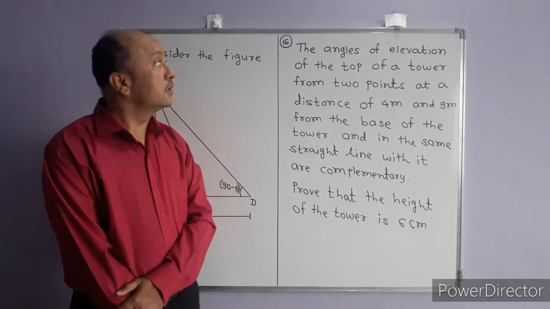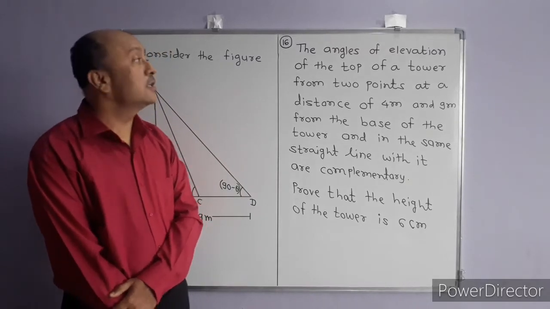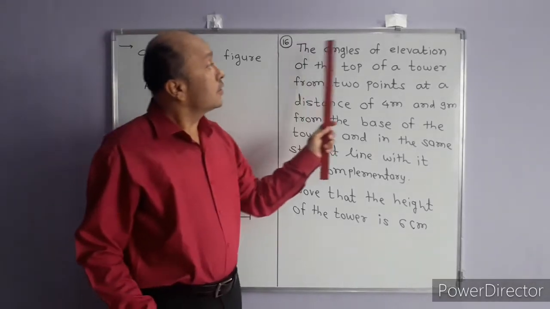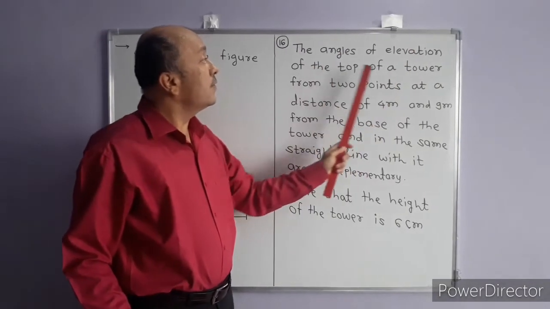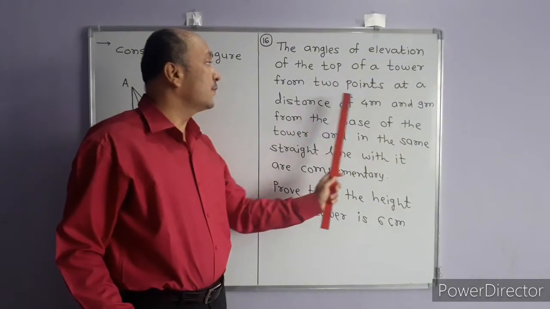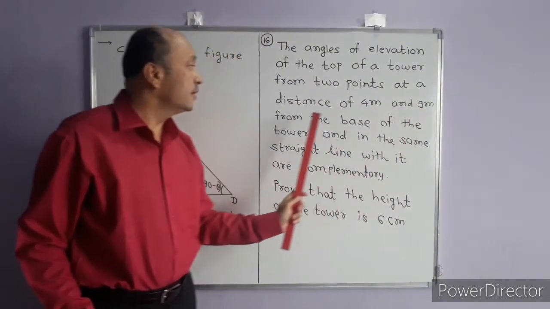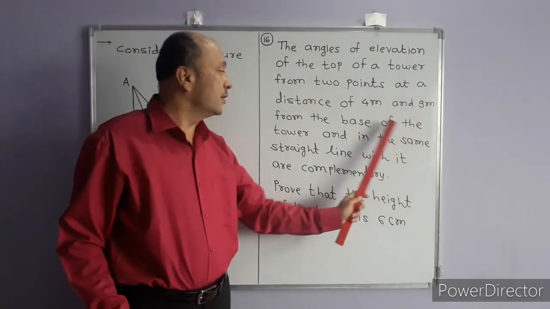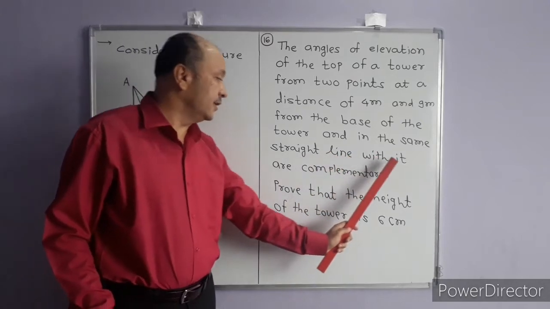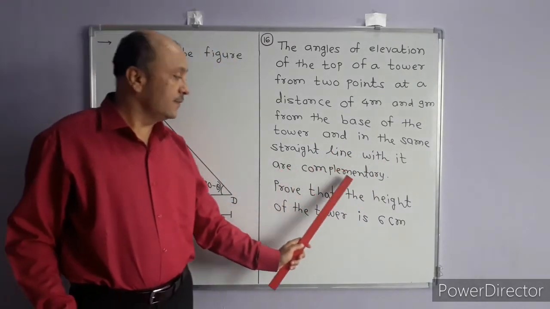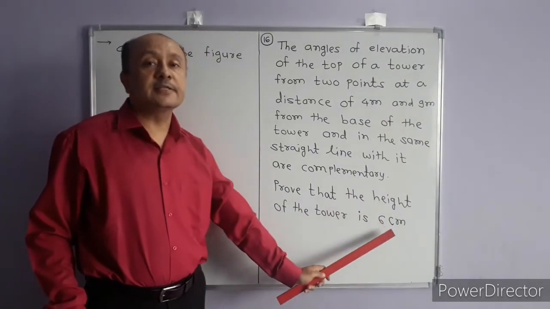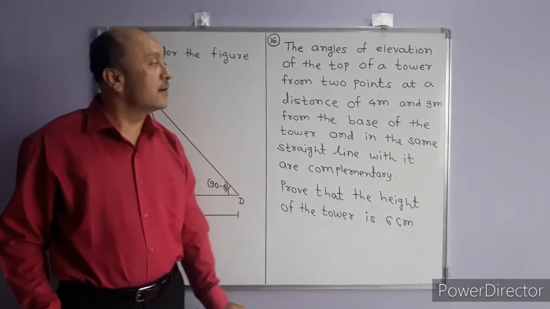Students, let us solve the next example, that is the last example from this exercise 9.1. The angles of elevation of the top of a tower from 2 points at a distance of 4 meter and 9 meter from the base of the tower and in the same straight line with it are complementary. Prove that the height of the tower is 6 meter. So this is an example.